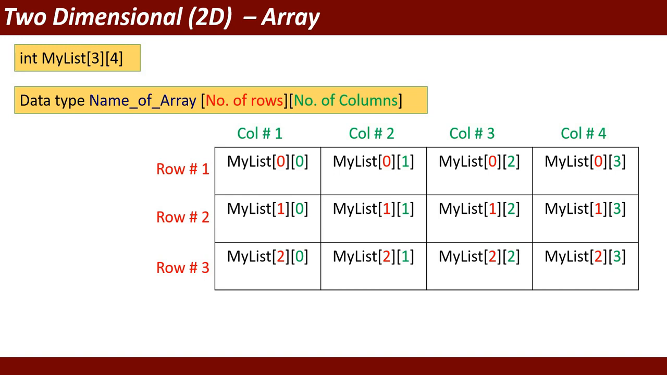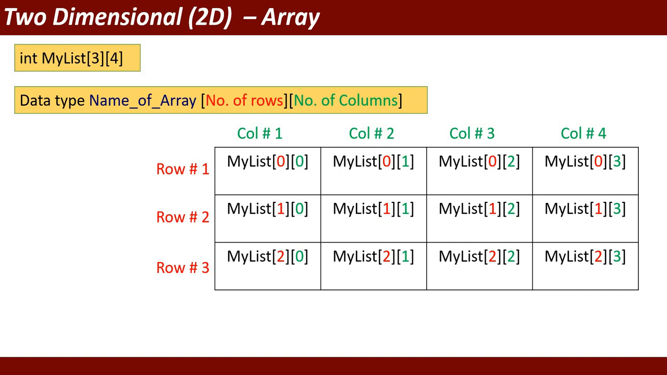So on, we will move to row number 2. Row number 2 will become myList index number 1, because in C++ the index starts from 0. The row index also starts from 0 and the index of the column also starts from 0. That's why row number 2 means index number 1. If row number 3, then index number 2. In row number 3, myList is the name of the array, 2 is the index number for the row, and 0 is the column index number.